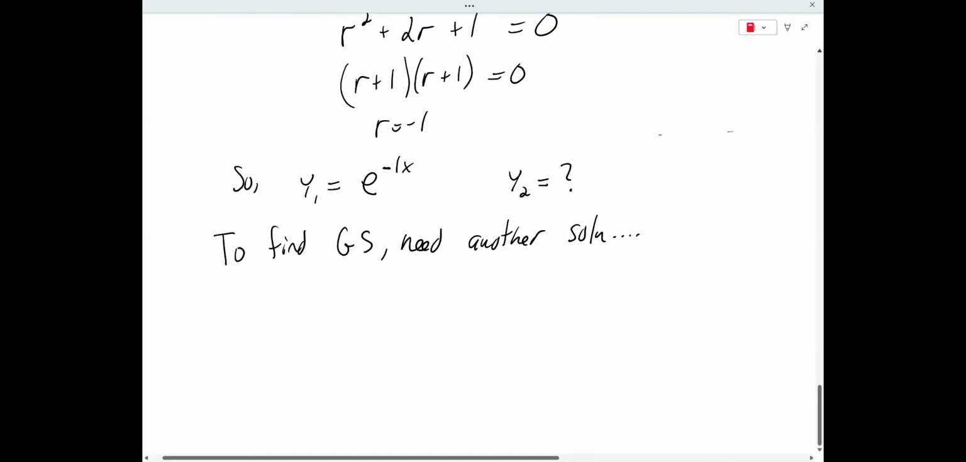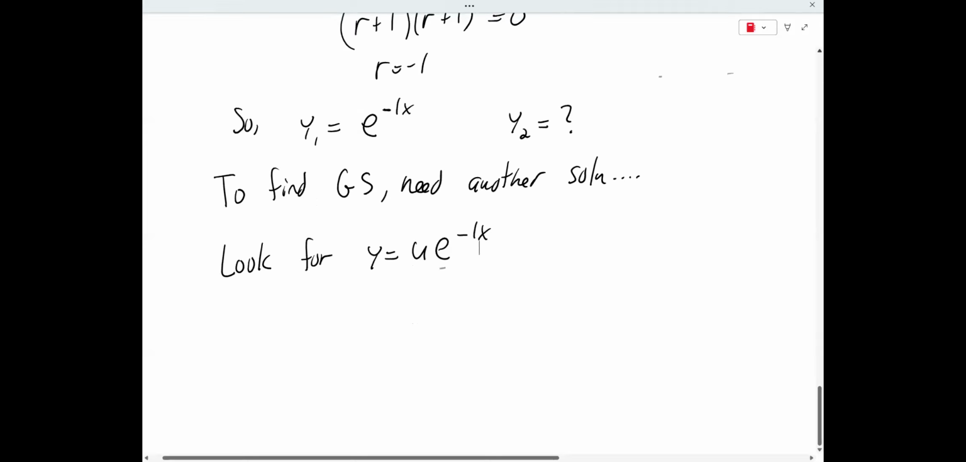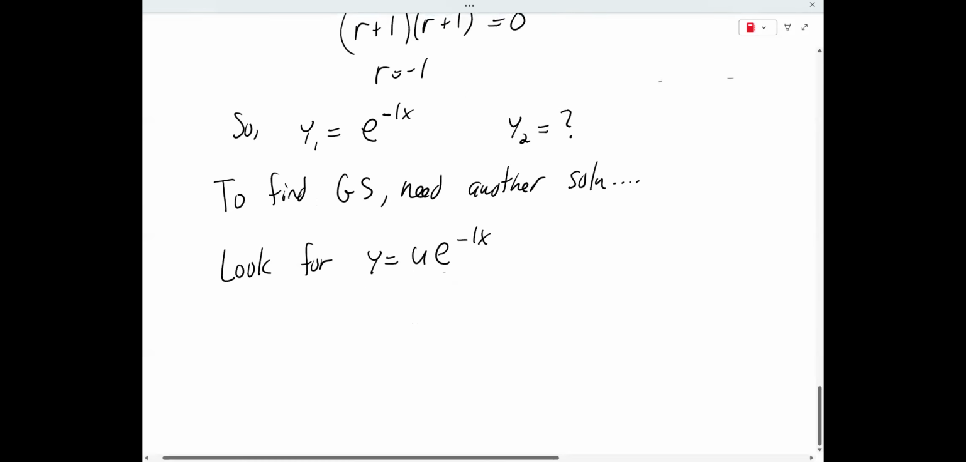So basic ideas here. We'll see how this goes. Now you look for, let's say, a solution like this: y equals u times e to the negative 1x. Kind of like what we did back in the first order ones. We'd substitute y equals u times something. So basically you take u of x times some solution that's known already, like that. We're going to try to look for solutions like this now.